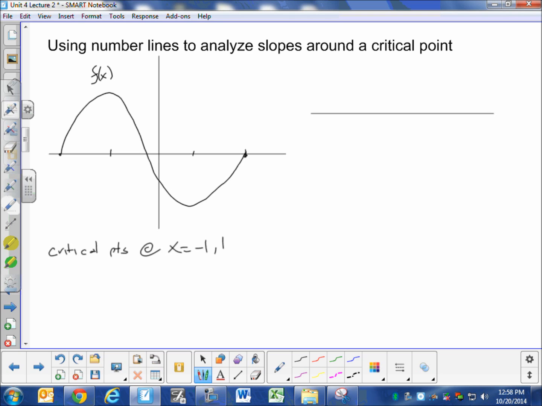I'll let you catch up. It's the same function as before. And maybe if you have space, you can put this number line next to it. Who knows?